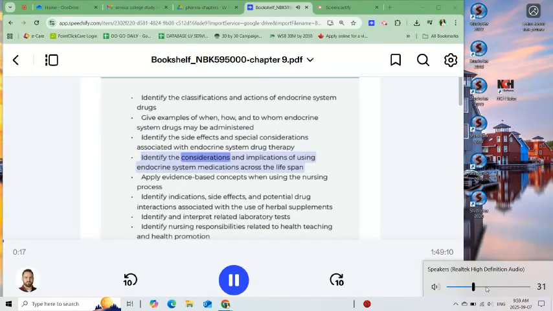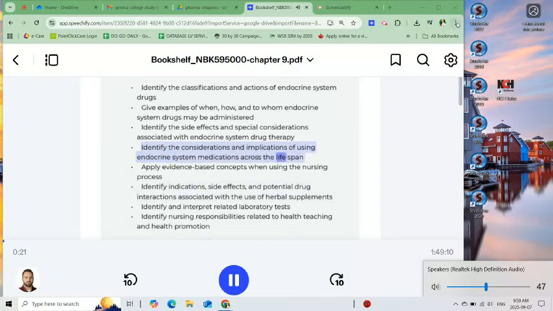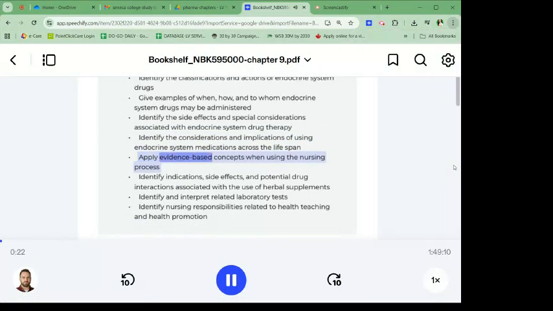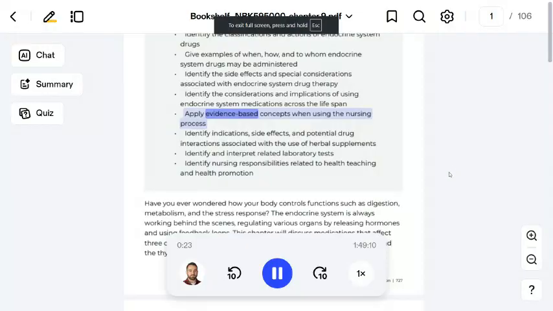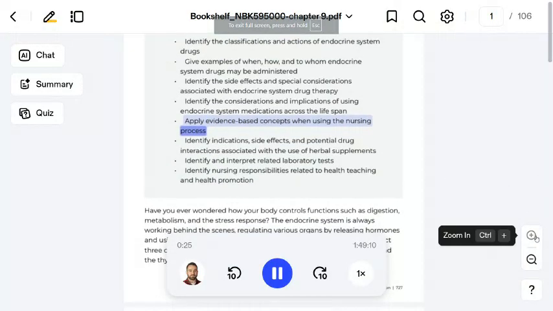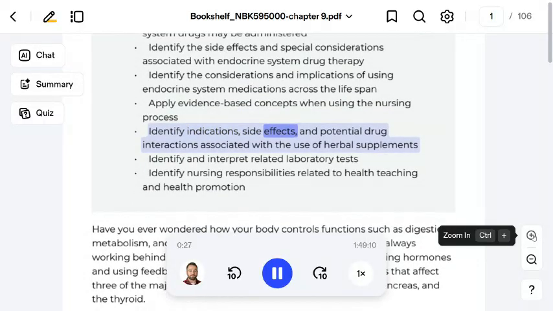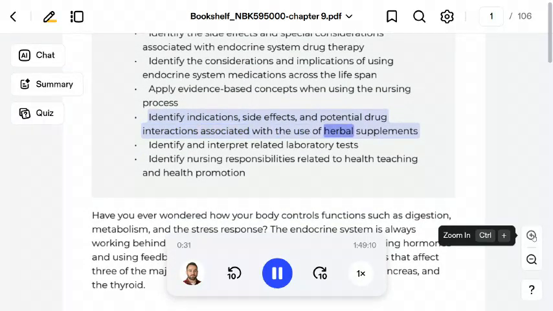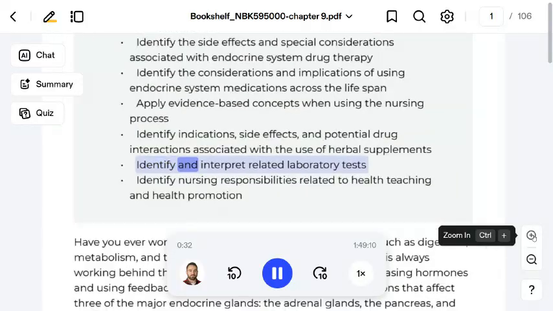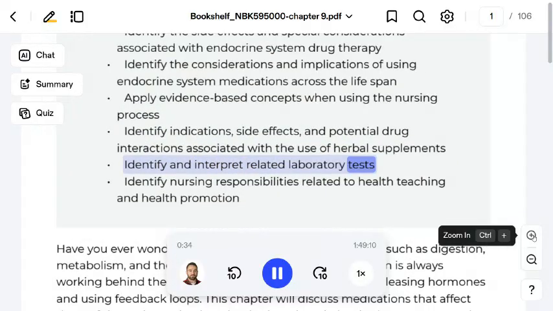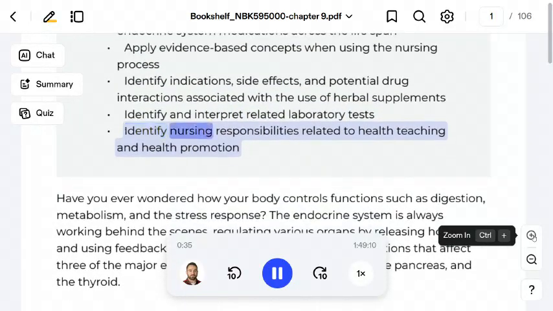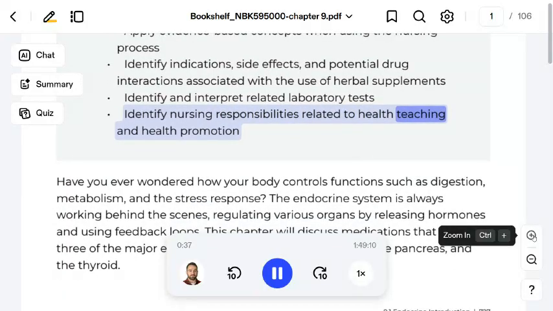Identify the considerations and implications of using endocrine system medications across the lifespan. Apply evidence-based concepts when using the nursing process. Identify indications, side effects, and potential drug interactions associated with the use of herbal supplements. Identify and interpret related laboratory tests. Identify nursing responsibilities related to health teaching and health promotion.